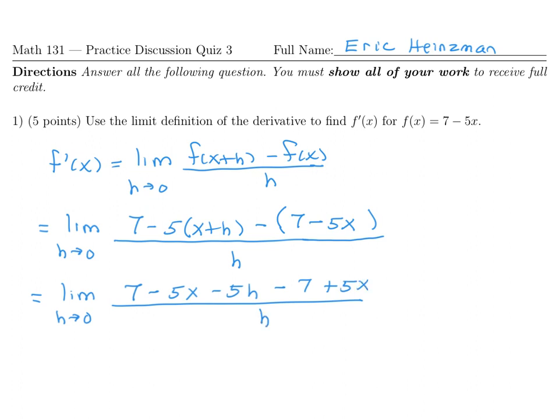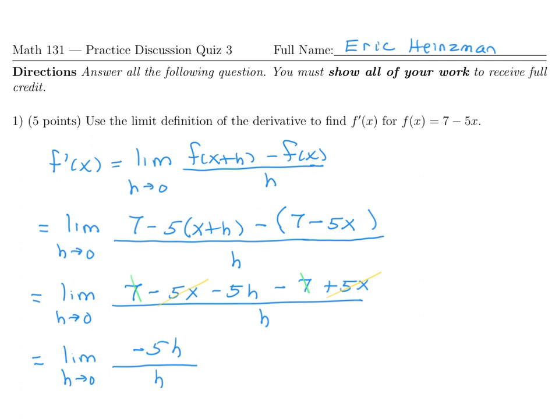At this point, stuff should cancel. I see we have a 7 and a -7, so I can cancel this with that. And we also have a -5x and a positive 5x, so those cancel too. If I copy down what is left over, we have the limit as h goes to 0 of, it's actually just -5h over h, and that's it.